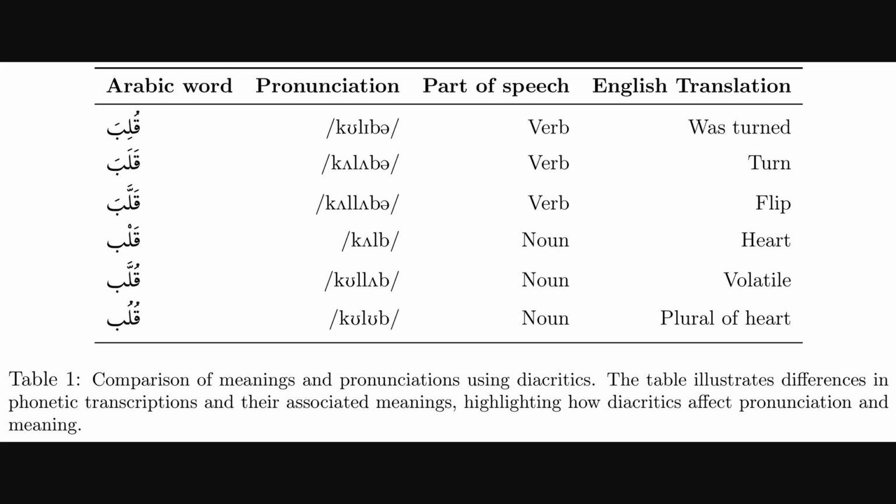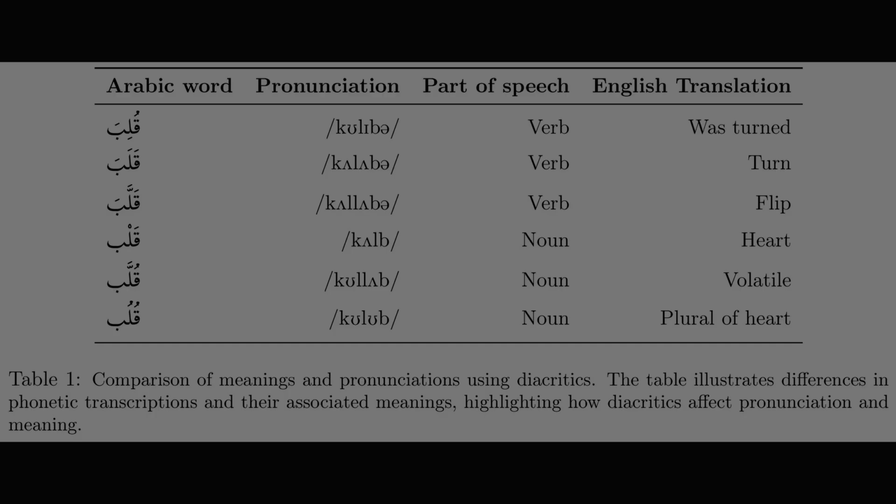Okay, so to really illustrate this complexity, the authors provide a table early on. It shows the same base Arabic word, qal, but with different diacritics applied. And you can see, this completely changes the pronunciation, the part of speech, even the English translation, shifting from turn to heart, for example. It really drives home how crucial these small marks are for meaning, and why this is such a challenging NLP task.